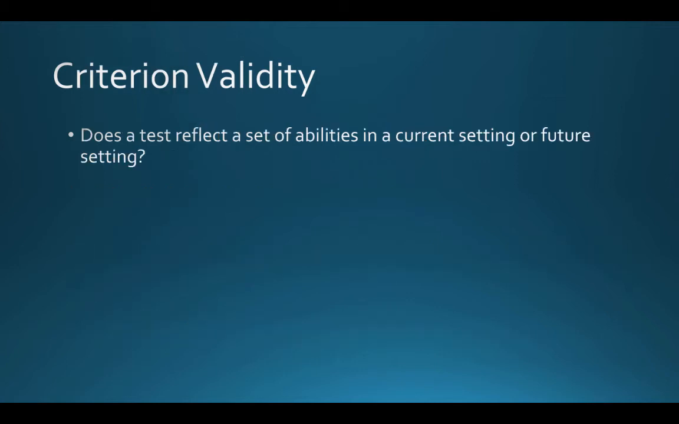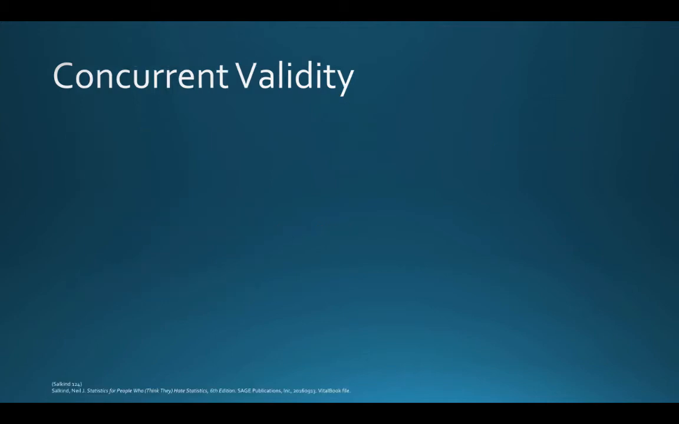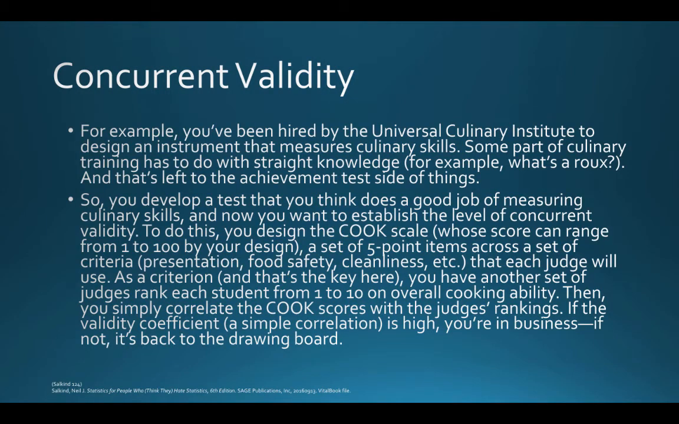Now, moving on to criterion validity, does a test reflect a set of abilities in a current setting or future setting? And so this we need to break down into two different areas. And that's concurrent validity, which means that it's taking place right now, versus predictive validity, which is something that's taking place in the future.